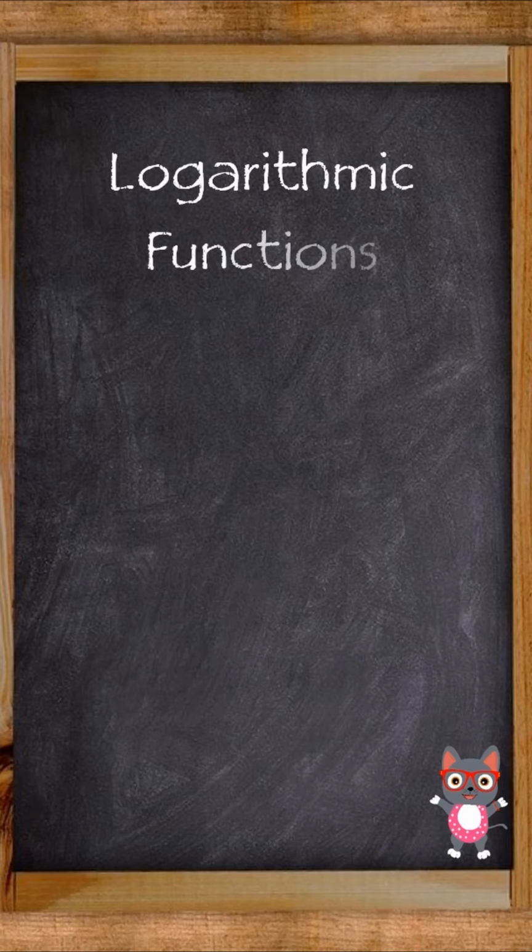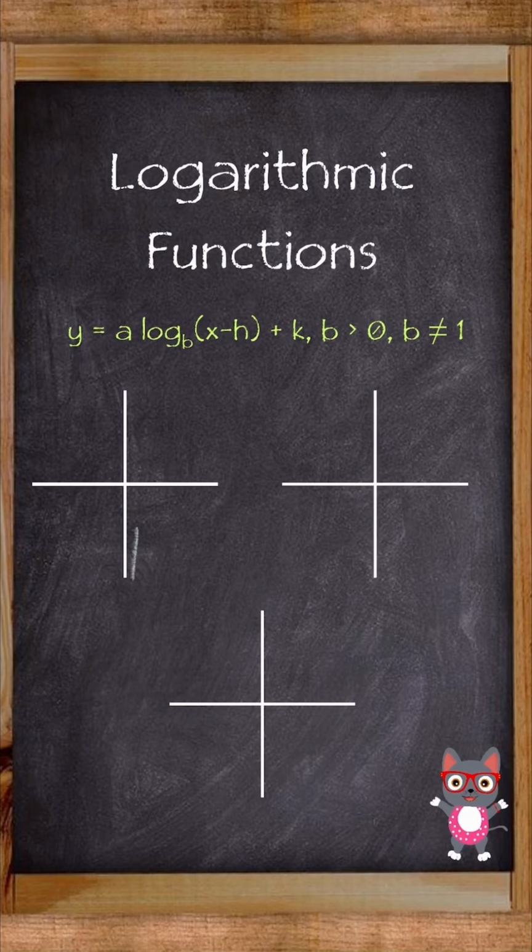Logarithmic functions are of the form y equals a log of x minus h base b plus k. A is greater than 0, h equals 0. It's flipped over the x-axis, so a is less than 0, h equals 0. And a is greater than 0, h is less than 0, it is flipped over the y-axis and shifted to the right. It's log of negative x minus h.